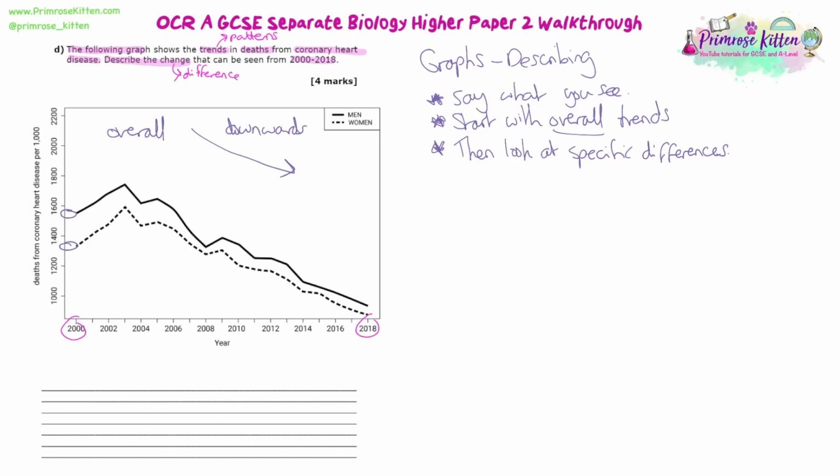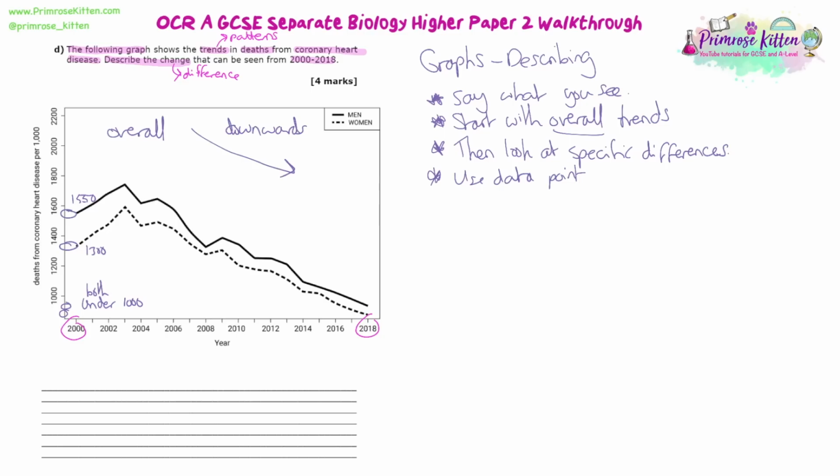Overall, from the start to the end, there's a downwards trend. So there's a decrease overall in the number of deaths from coronary heart disease from the start to the finish. And you can look and calculate those numbers. So we've got sort of over 1,500 and we've got over 1,300 to start with. And then by the end, they're both under 1,000. So that's clearly an overall decrease in the number of deaths. So that's a good thing we can say.